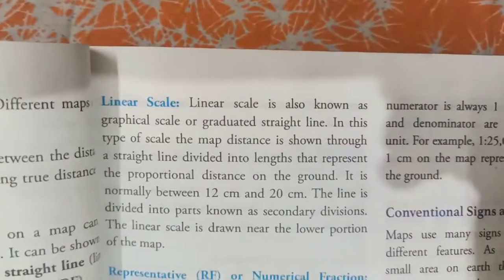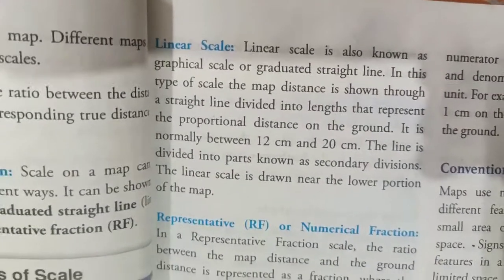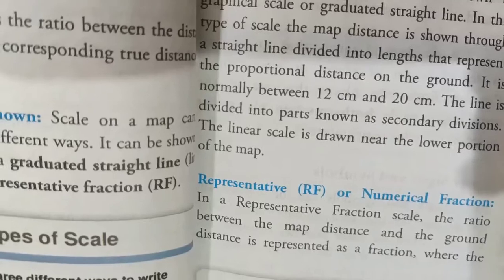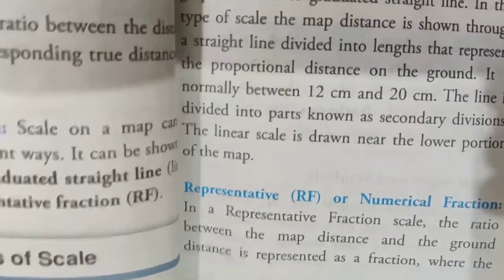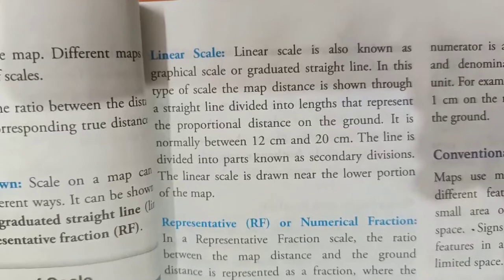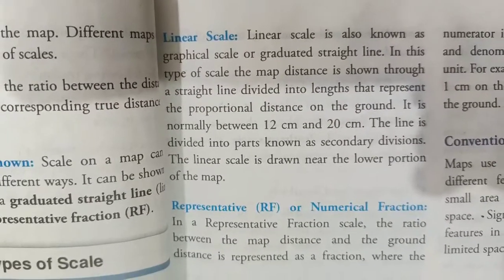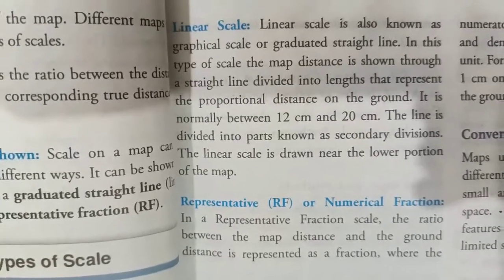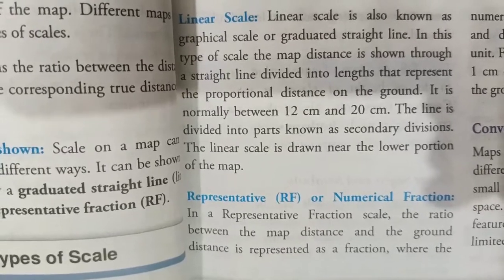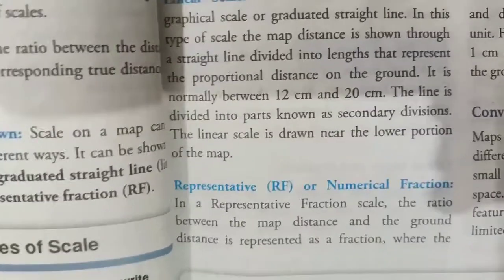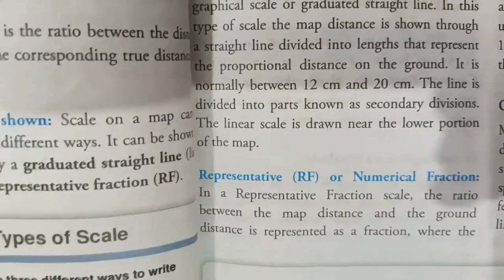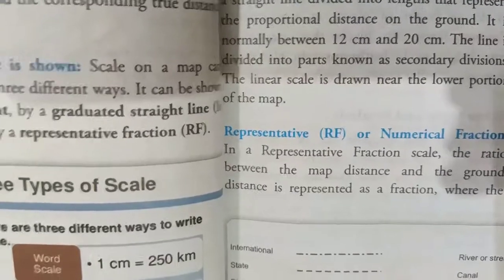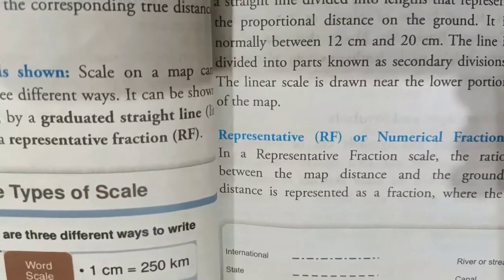Now, the second is the linear scale. Now children, the linear scale is also known by two other names. It is known as graphical scale, or it is also known as graduated straight line. Now let us see which method is adopted in order to show the scale. Now children, in this type of scale, the map distance is shown through a straight line. Okay, a straight line is made and it is divided into lengths. And these lengths represent the proportional distance on the ground.